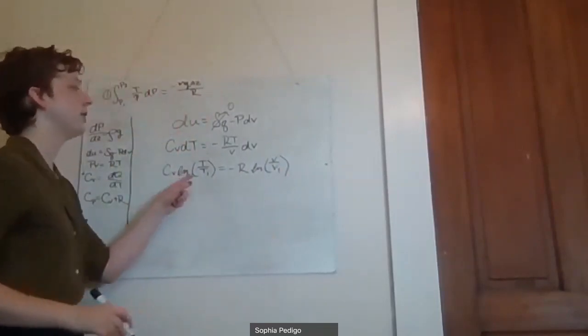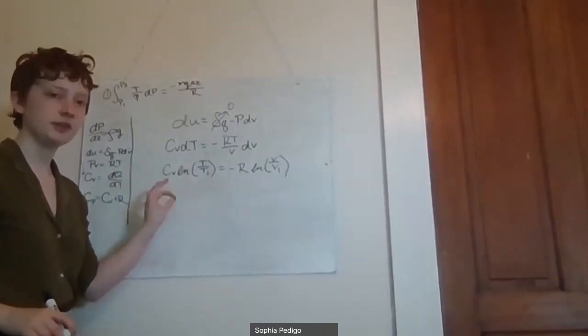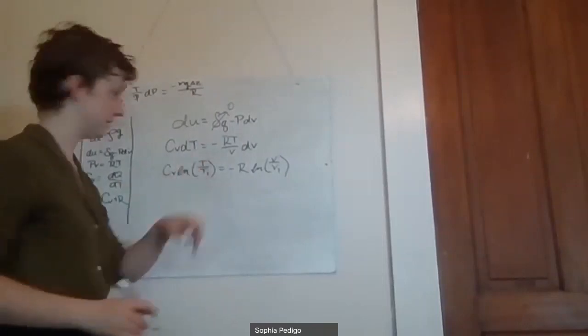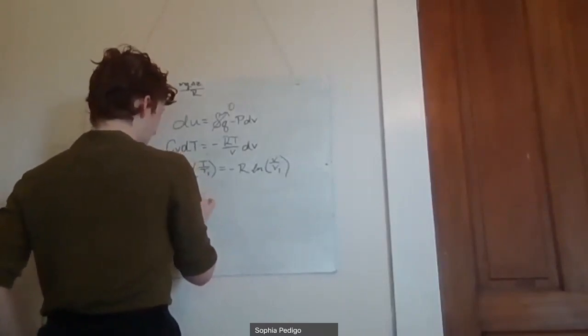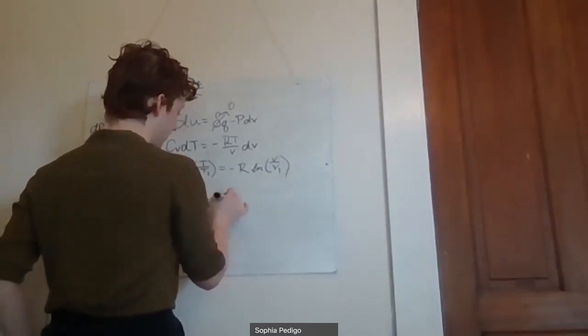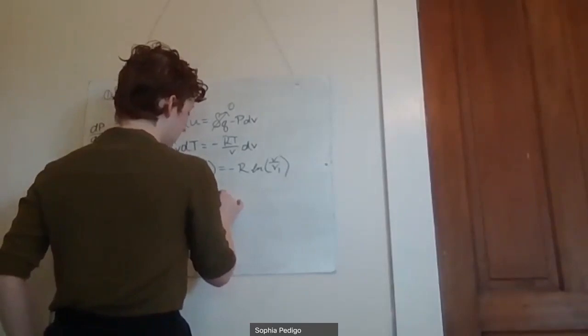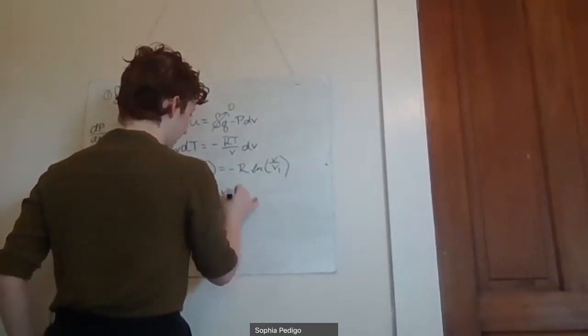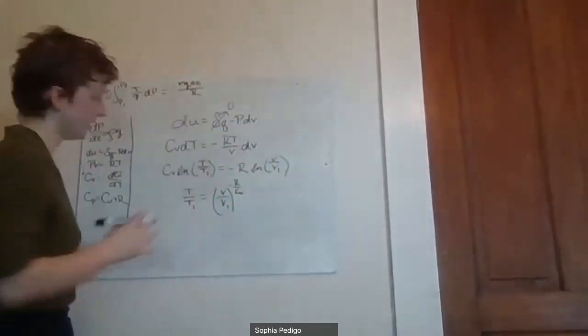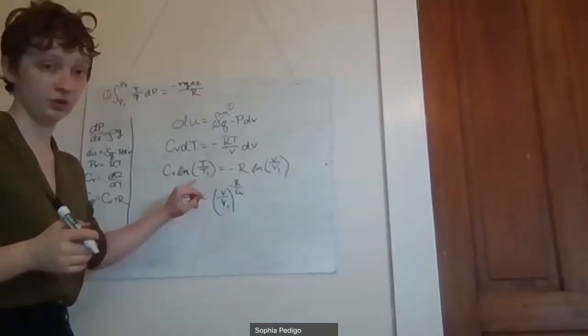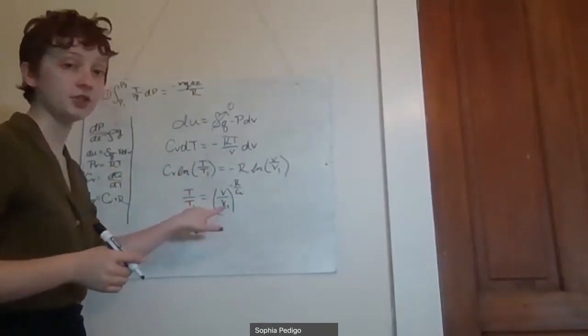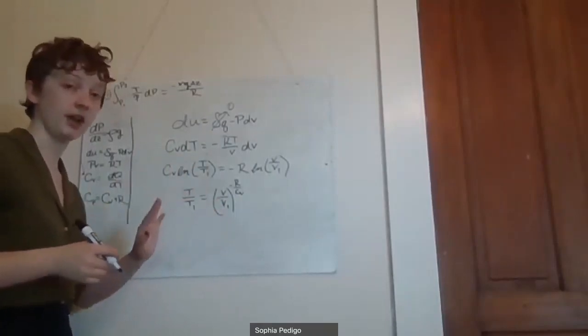Now, as I said, we're trying to find an expression for T. So let's see if we can simplify this and solve for T. And when we do that, we're going to end up with T over T1 is equal to V over V1 raised to the negative R over CV. Now we're trying to find something that has temperature and pressure in it. And right now we've got temperature and volume. So let's make a substitution for volume using the ideal gas law.